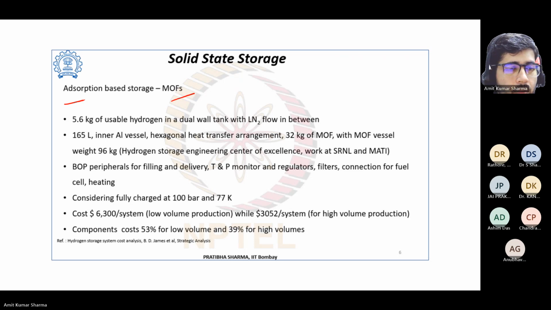So the 5.6 kg of usable hydrogen in a dual wall tank with liquid nitrogen flow in between. Then we have another option, a 165 liter inner aluminum vessel with hexagonal heat transfer arrangement. We can have 32 kg of MOF with a MOF vessel weight of 96 kg. This type of system is developed at SRNL and MATI.